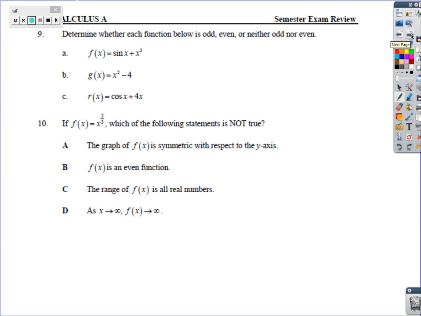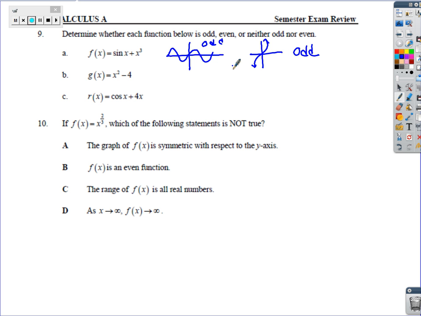Number 9, we want to know whether each function below is odd, even, or neither. So you basically need to look at each graph of the function. If you look at sine, the sine function is odd. Also, the cube function is also odd. So this is an odd function.